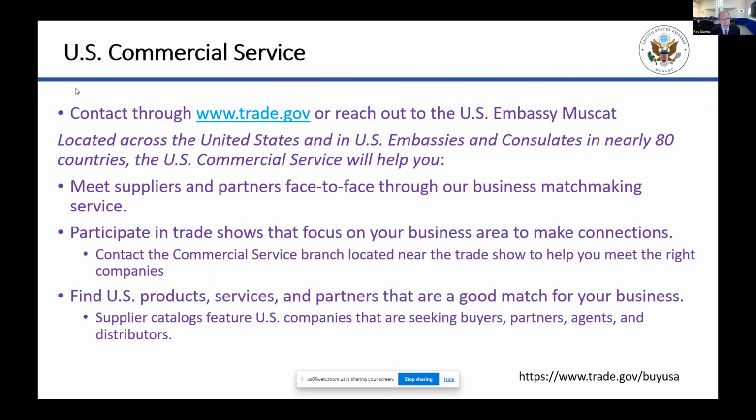So how do you contact them? There are all the different offices throughout the US. There are also offices internationally and various people who work at the embassies. So you can go through trade.gov and find the closest or best one for you. You can also reach out to our Muscat commercial office here at the embassy, and we're happy to help.